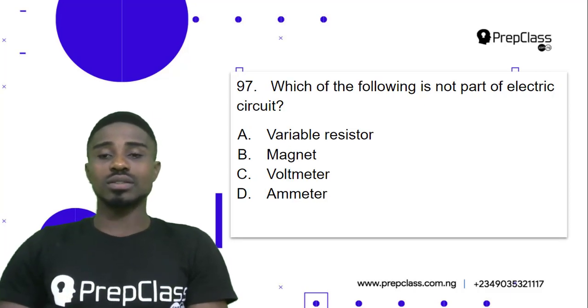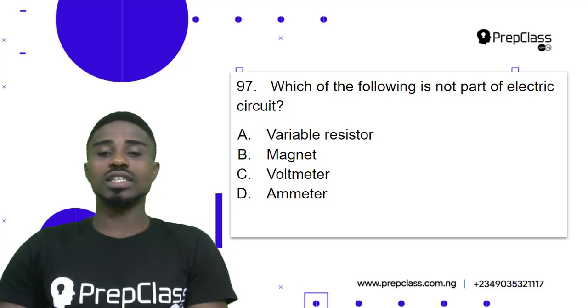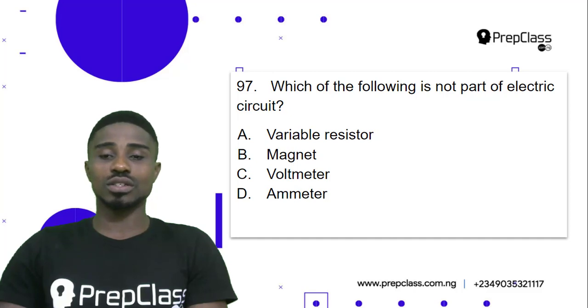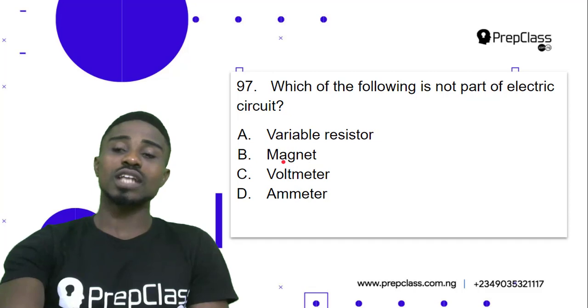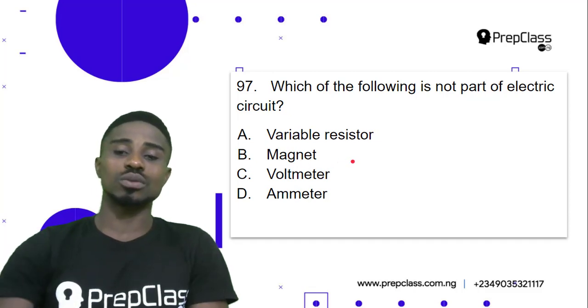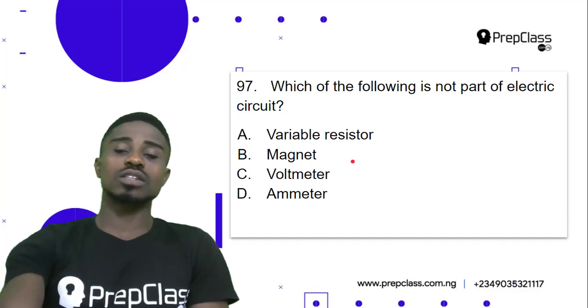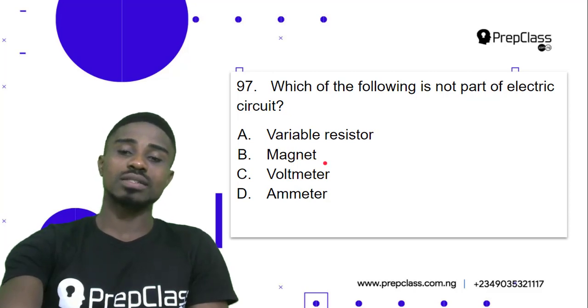Question 97. Which of the following is not part of electric circuits? A, variable resistor, B, magnet, C, voltmeter, D, ammeter. For us to carefully select the correct answer, we're going to analyze all of the options and see which one best answers our question. Now, in looking at all of these options, there is one option that is not found in an electric circuit, and that option is option B, magnets.